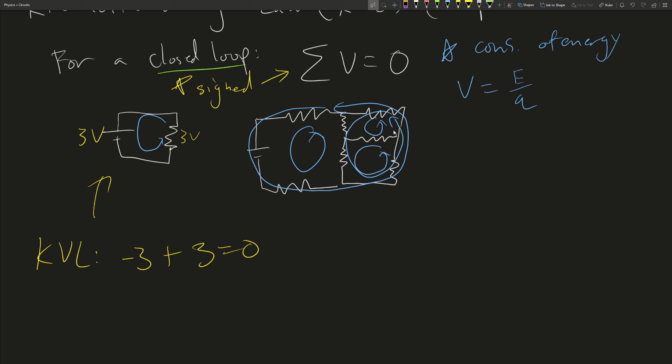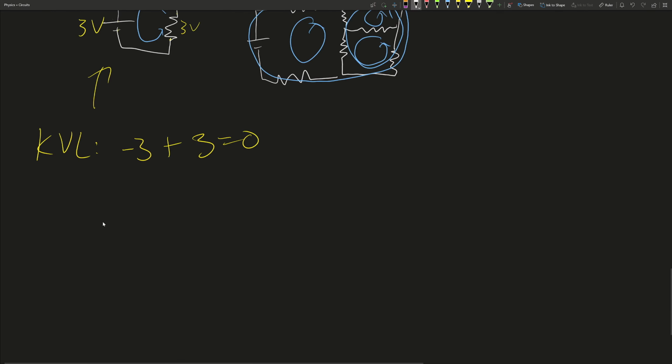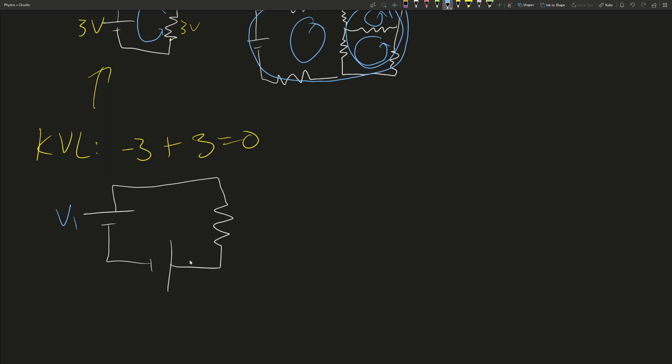Let's say I have another circuit here, maybe with 2 batteries, one battery that looks like this and one in the opposite direction, and then a resistor going through them. Let's call these V1, V2, and VR. What Kirchhoff's voltage law says is, if we choose a loop in here, it doesn't have to be clockwise or counterclockwise, you can just choose one, because it equals 0, it's going to be the same. Let's go counterclockwise here.